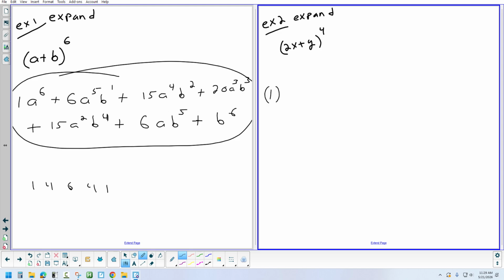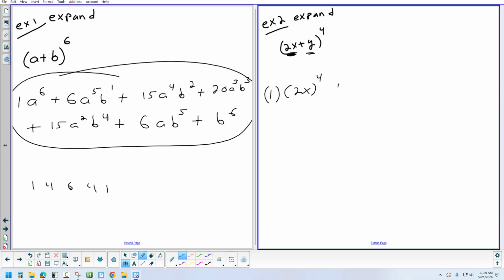Right. This whole thing is like our A. That is like our B. So we do the first thing in the parentheses. That goes to the highest power. And what's the power on y in this one? Yep. 0. Why we don't need y yet.